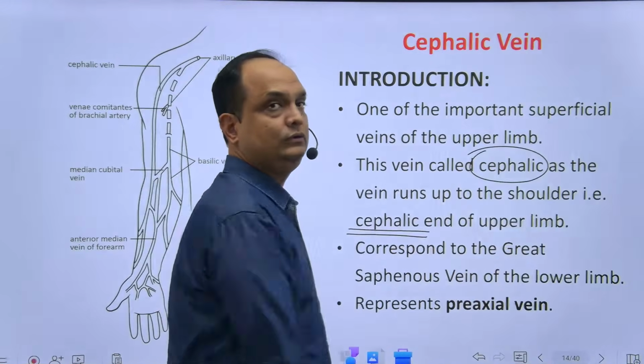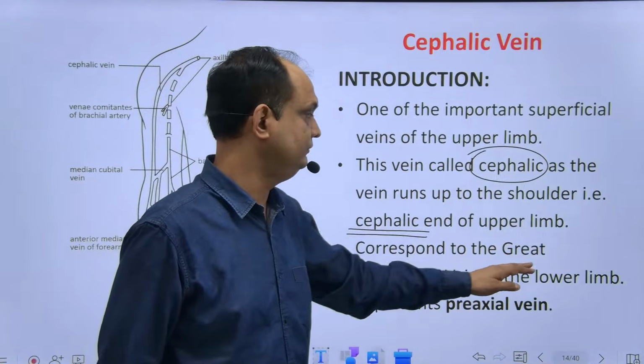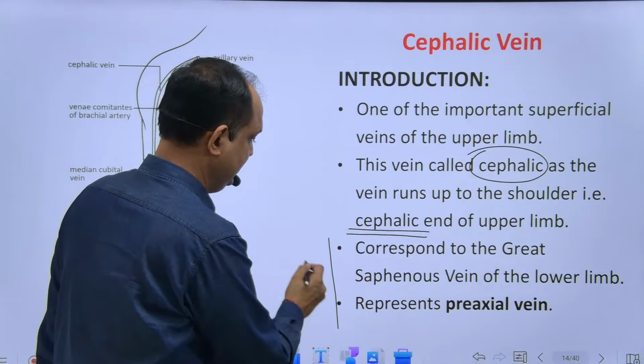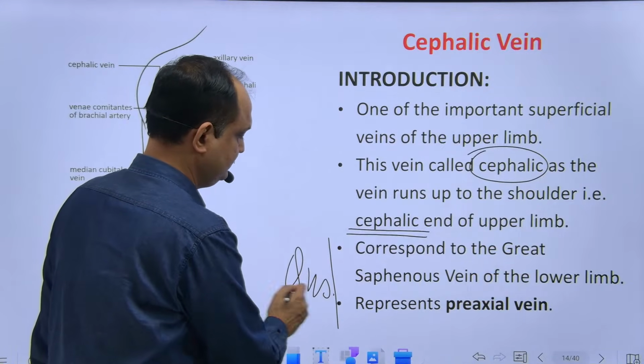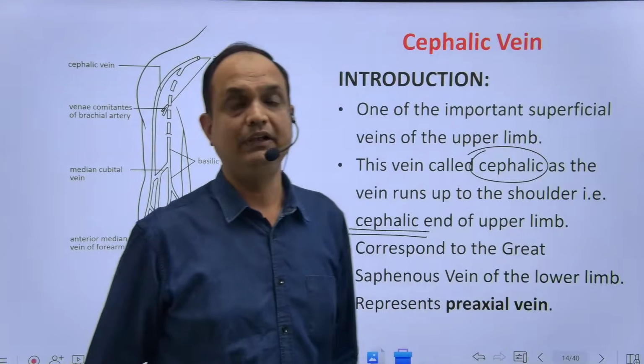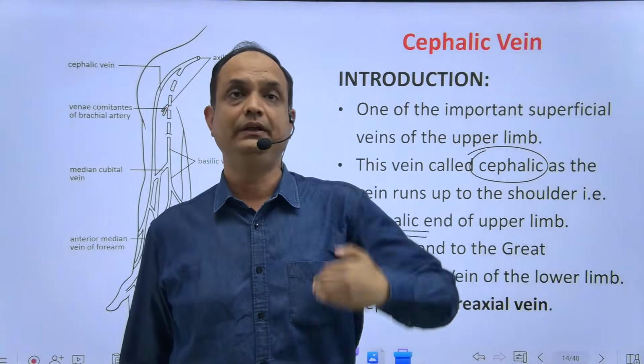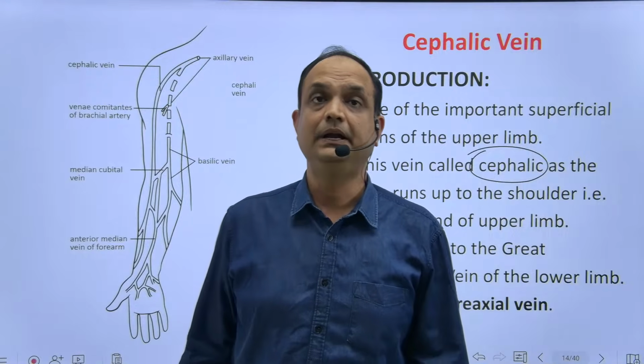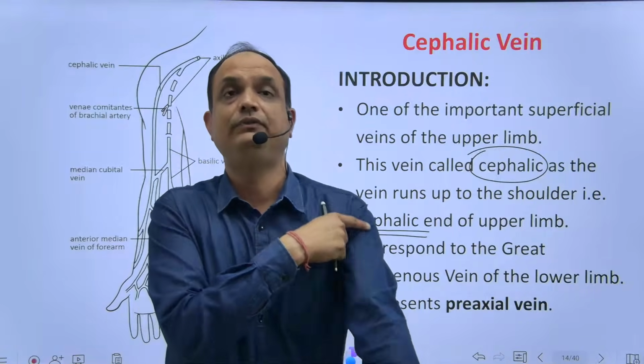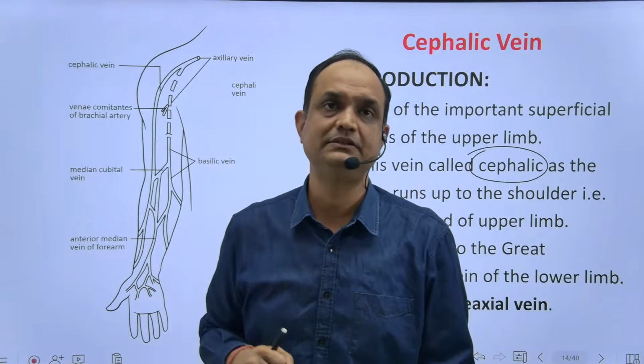It corresponds to the great saphenous vein of the lower limb, and it is known as a preaxial vein. These are the 2 things you have to understand: in the lower limb, on the medial side, you will find a long vein known as the great saphenous vein, but in the upper limb, on the lateral side, you will find a long vein known as the cephalic vein.